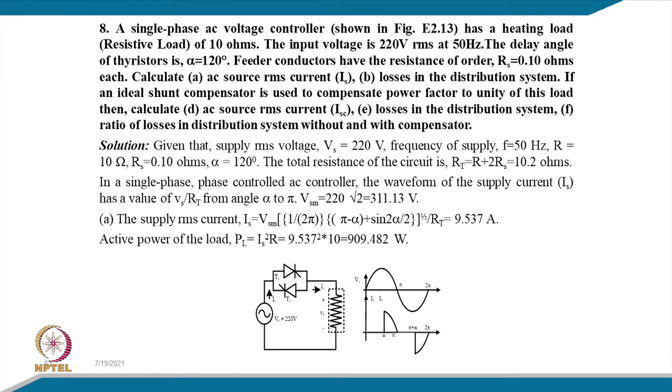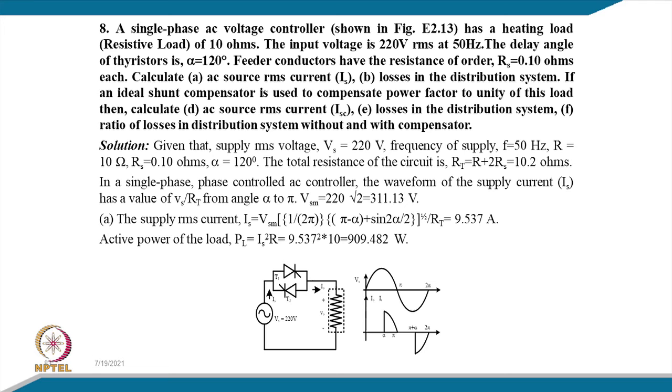Now, we will consider some other kind of nonlinear load, which draws a distorted waveform, and find out all these parameters. So, this is an interesting example: a single phase AC controller shown in figure 2.13 having a heating load, a resistive element of 10 ampere. The input voltage is 220 volt RMS at 50 hertz. The delay angle of the thyristor is alpha equal to 120 degrees. The feeder conductors have a resistance of Rs equal to 0.1 ohms each. Calculate the AC RMS current and the losses in the distribution system.